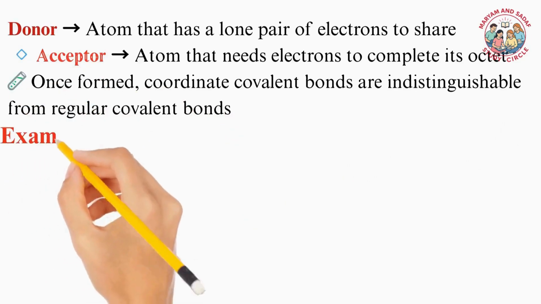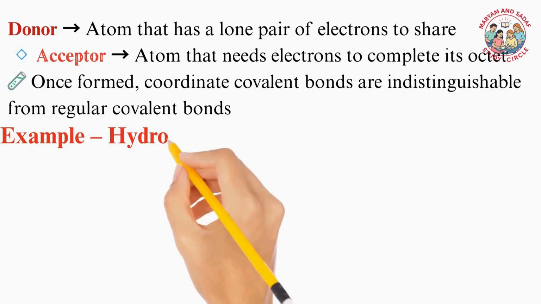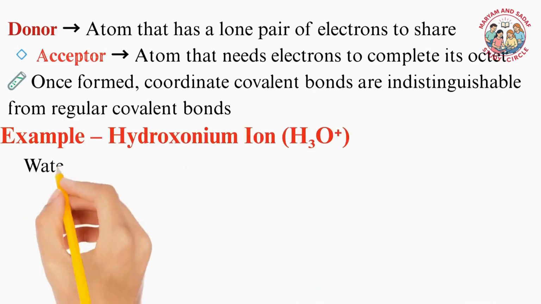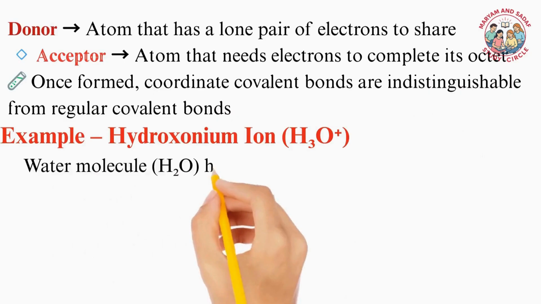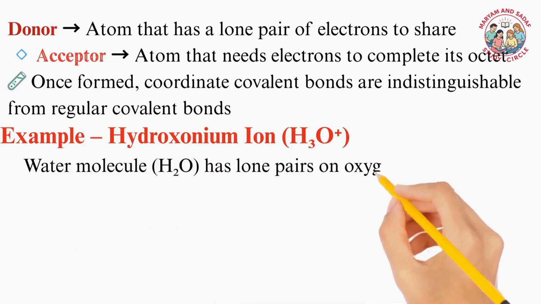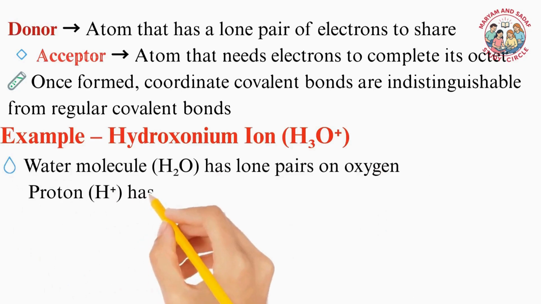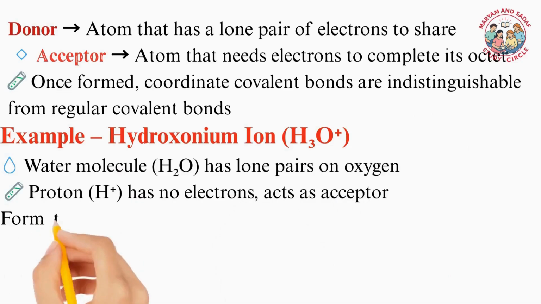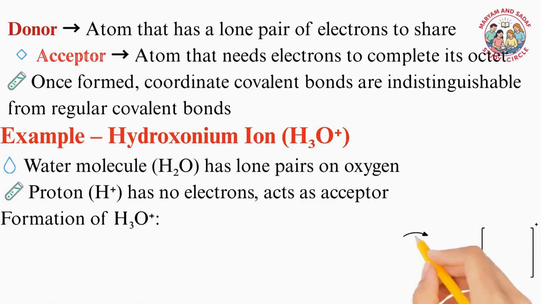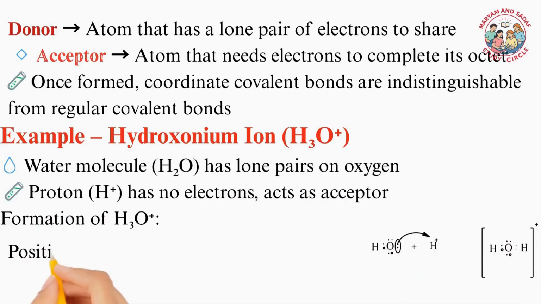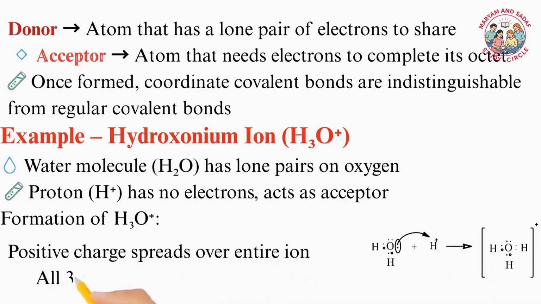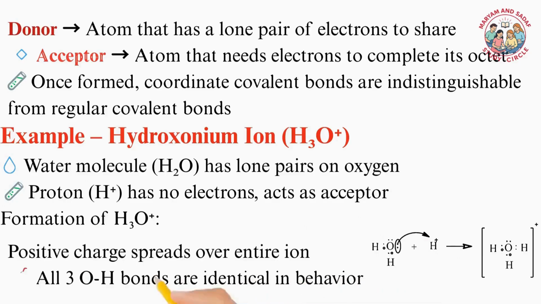Example, hydronium ion. A water molecule has lone pairs on oxygen. The proton has no electrons and acts as an acceptor in the formation of the hydronium ion. The positive charge spreads over the entire ion. All three oxygen to hydrogen bonds are identical in behavior.